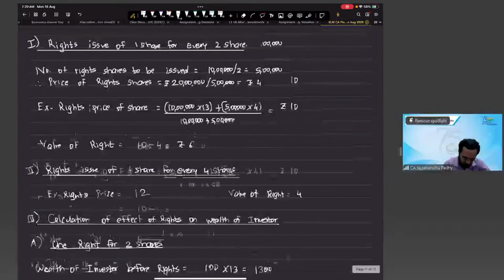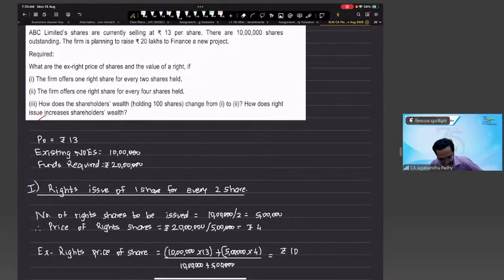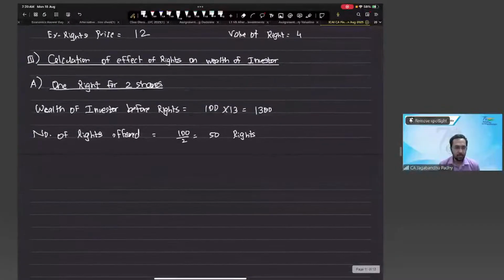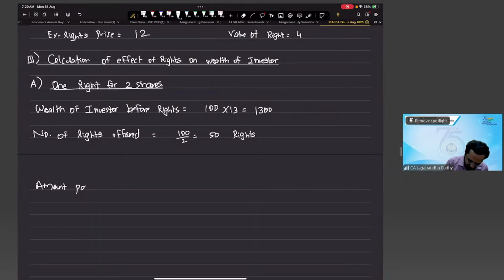How does the shareholders' wealth holding 100 change from 1 to 2, and how does the rights issue increase the shareholders' wealth? Okay, so we'll see whether there is a change in any shareholders' wealth. So now, what will be the amount paid for rights issue? Amount paid for rights issue, 50 into 4, which is 200.